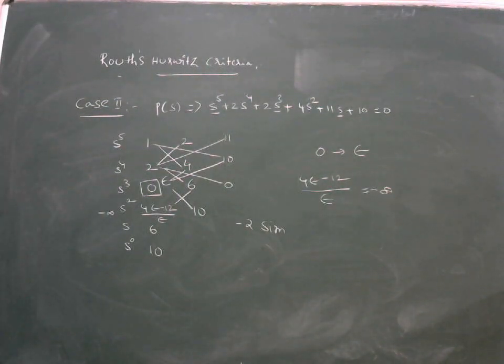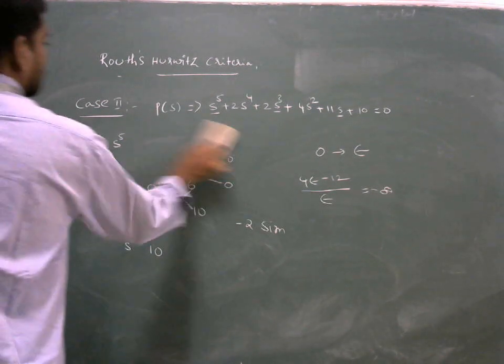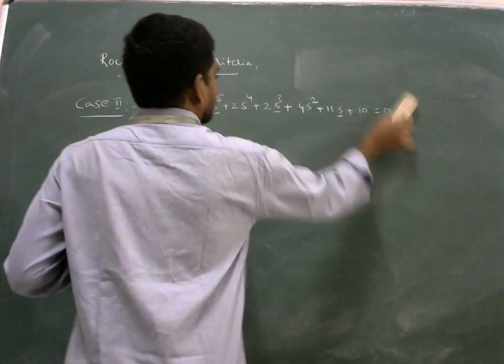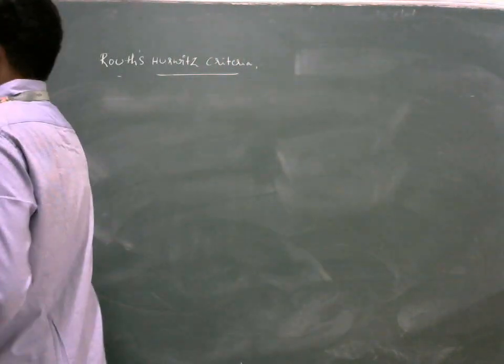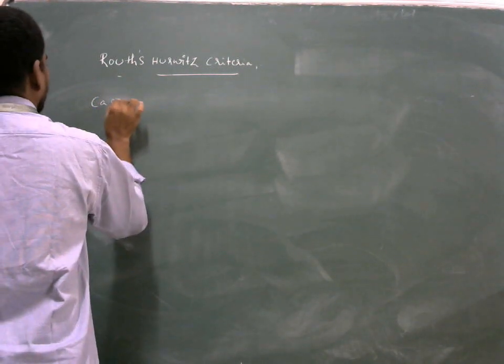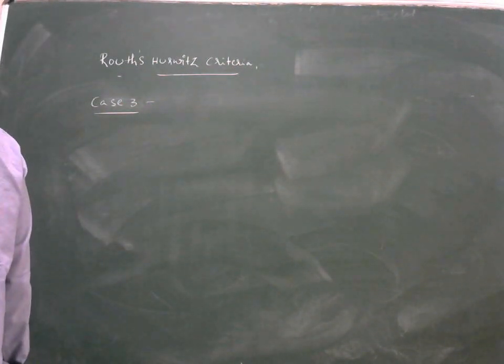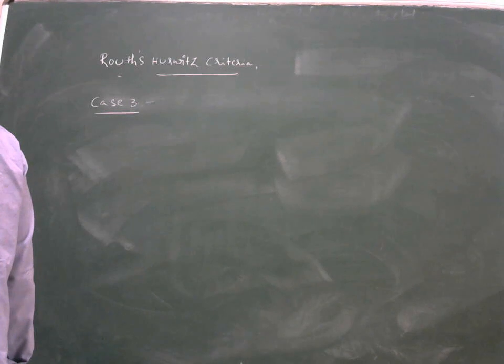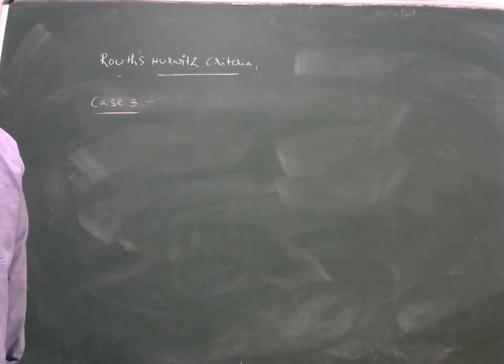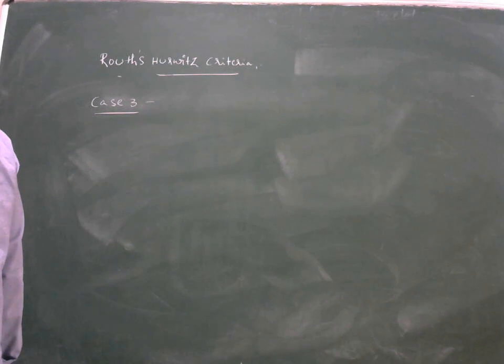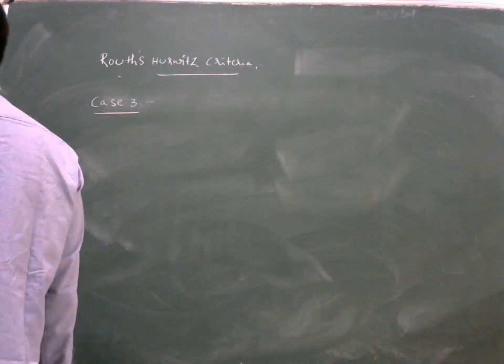Next one, case 3. Whenever we do the same procedure, one problem suddenly occurs: the complete row becomes zeros, all zero elements. For example, we are going to take one example again.